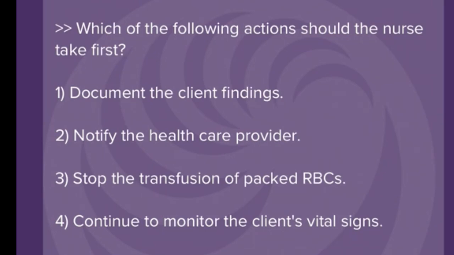Let's start with this question. We see the words take first in there. We're looking for our priority intervention. When we're talking about this question and the signs and symptoms we're seeing, it looks like this client's having a transfusion reaction. So we know our priority intervention is to stop that transfusion. We don't want any more blood going to that client. So our correct answer on this one is going to be option 3, stop the transfusion of packed red blood cells.